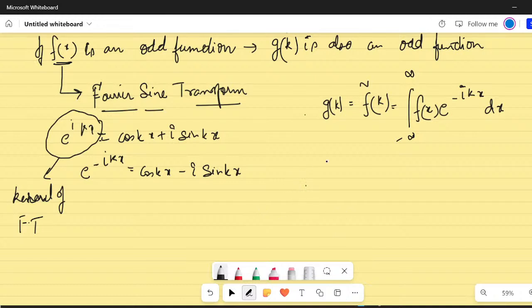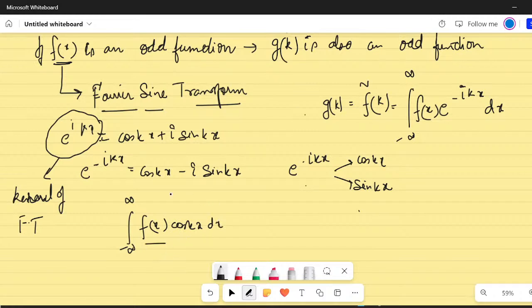Now one should understand that e to the power minus iota kx contains two terms: one term is cos kx, another is sin kx. If you integrate from minus infinity to plus infinity f(x) e to the power minus iota kx, obviously it will contain both the cos kx term and the sin kx term. Cos is an even function and f(x) itself is an odd function, so an odd function multiplied with an even function gives an odd function overall, and this particular integral will go to 0. The only surviving integral here is the sin kx one.